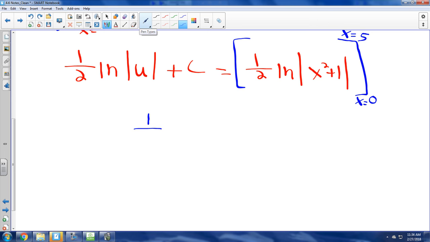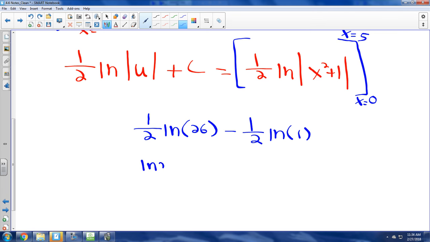At the end of the day, it's 1/2 ln of 5 squared is 25, so this is going to be ln of 26 minus 1/2 ln of the absolute value of 1, I guess. So that's what really is happening here. So I have an ln of 26 over 2 minus, not equals, minus. And this is ln of 1. ln of 1 is equal to what?